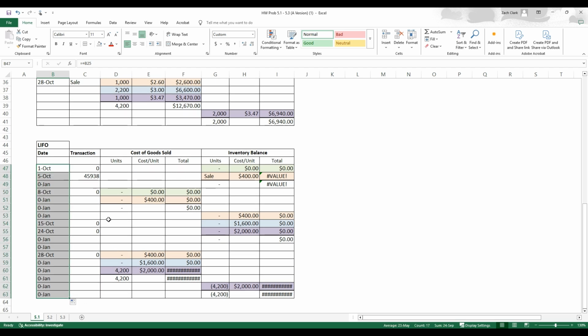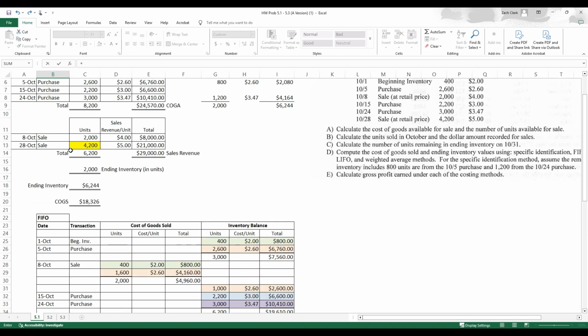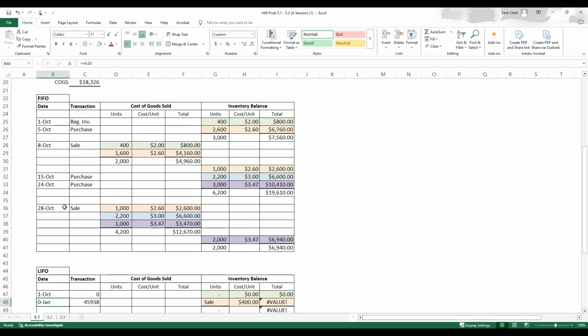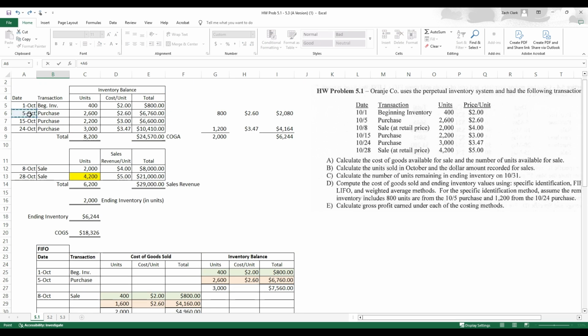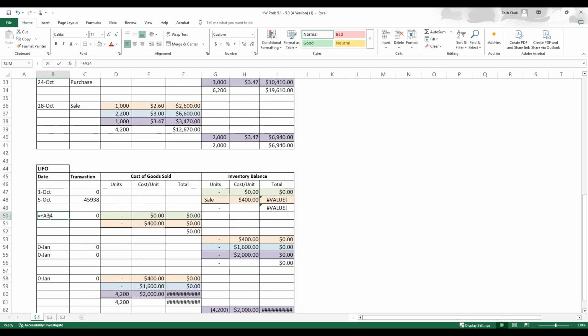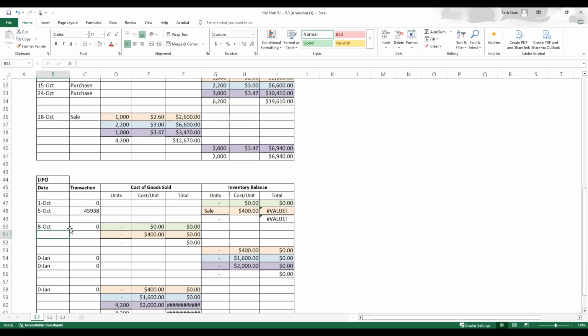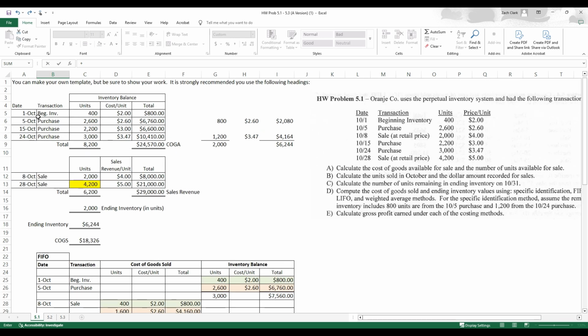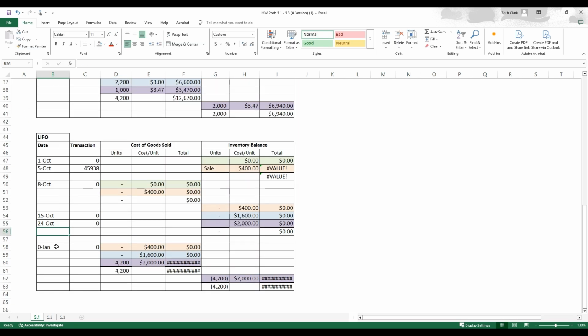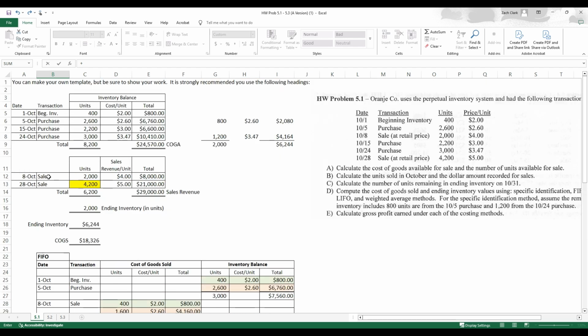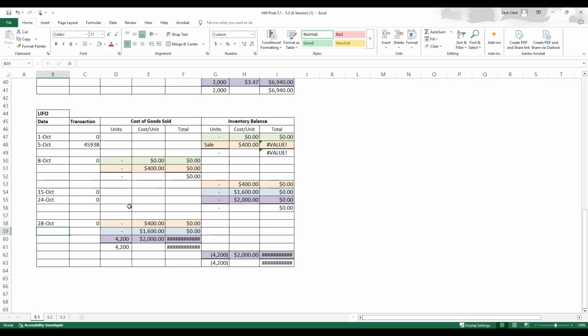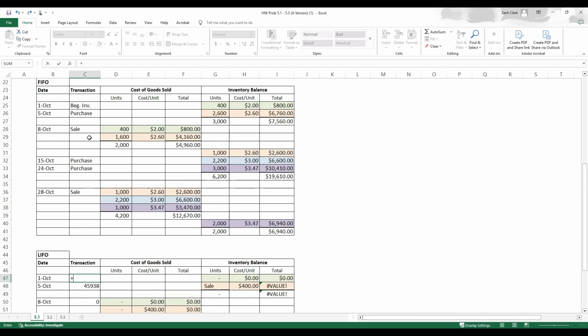Drag this down. Oh, that doesn't look very good. Bear with me here. I'm going to link these again. So that was our sale. We had our 2 purchases. When we pasted it down, it went funky with the linking. Same with a bunch of this other stuff.